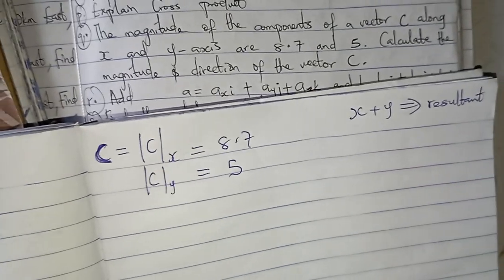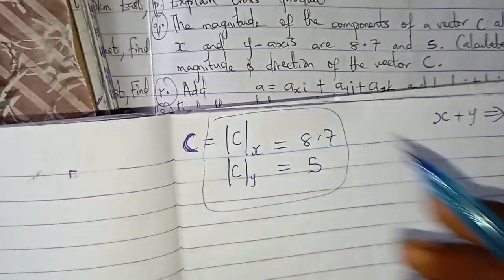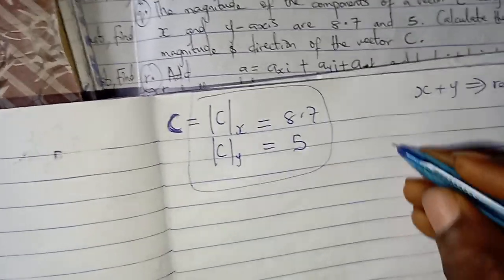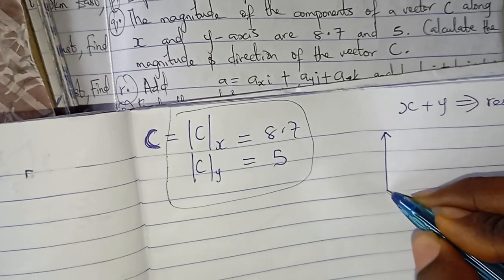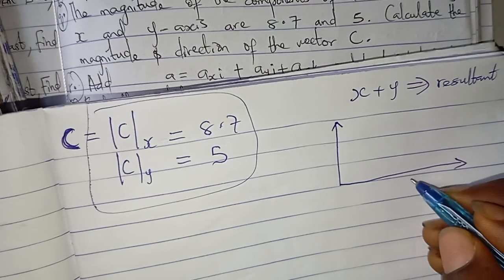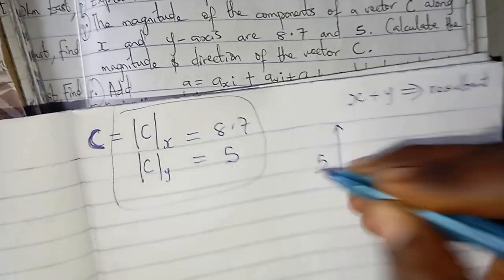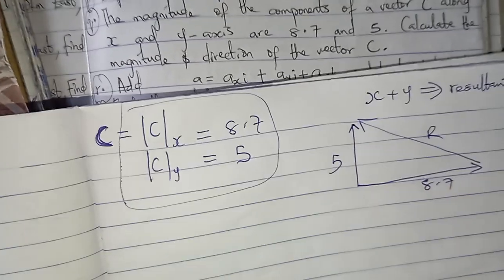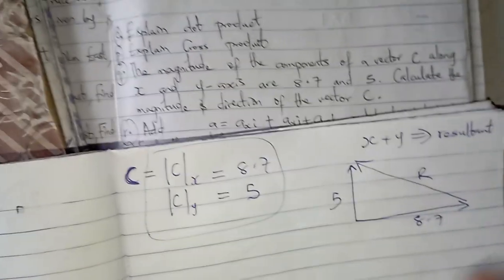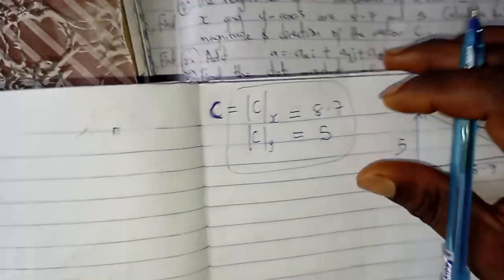So when we see this kind of case, what we are doing here is just for us to be able to interpret it. But in physics, we don't do this kind of thing. Once we see it, we just do the y side and the x side. In the x side, we have 8.7. In the y side, we have 5. They're now asking us to find the resultant and then the direction. Very simple question. That's what they're asking us.